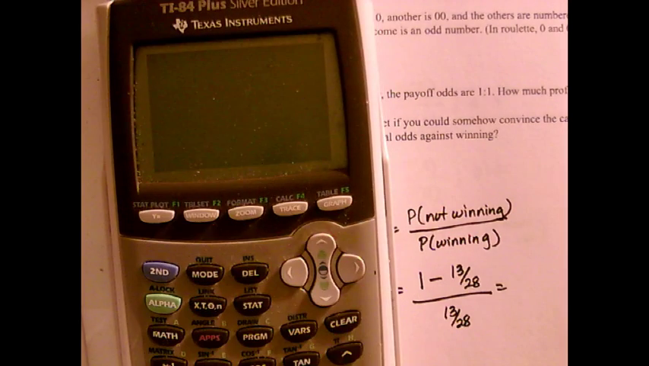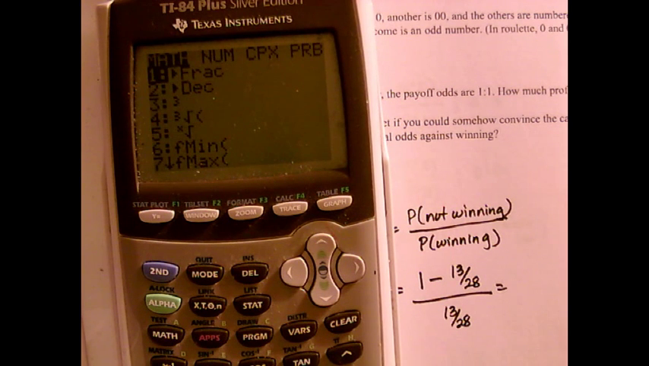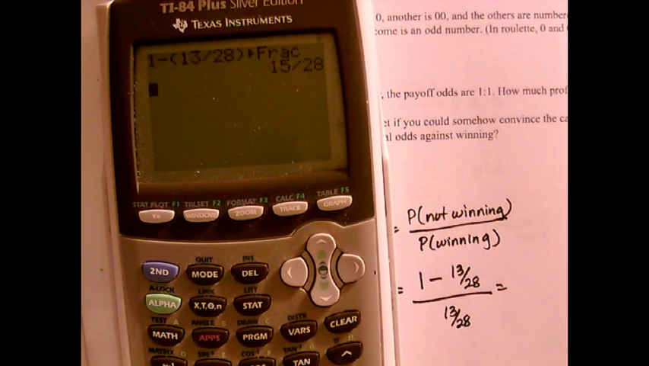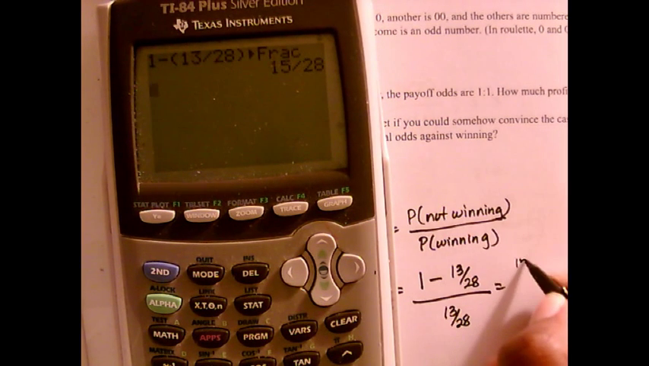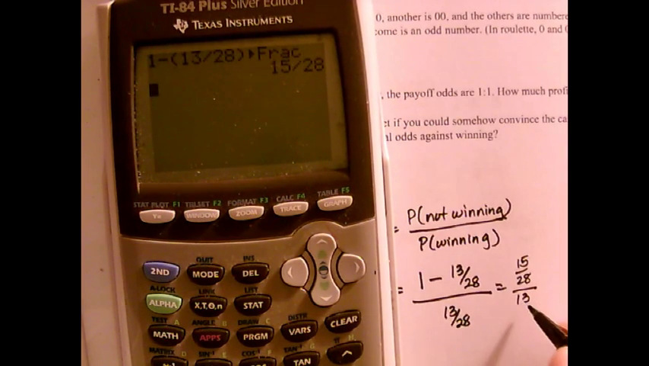In this case, if I do 1 minus, now I'm going to use parentheses, 13 divided by 28, close parentheses. And then if I do the math key, which is on the far left-hand side, and then select number 1 for fraction, that's going to be 15 over 28. So that numerator is 15 28ths divided by 13 28ths.